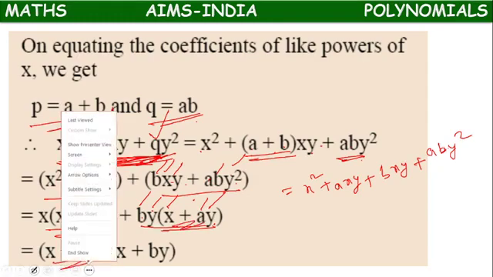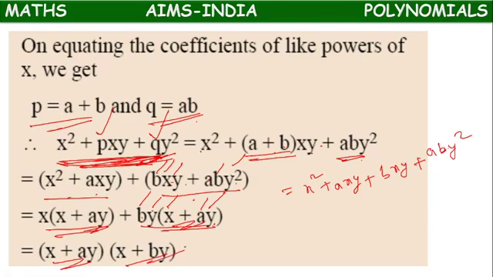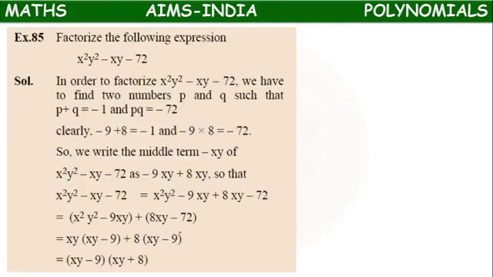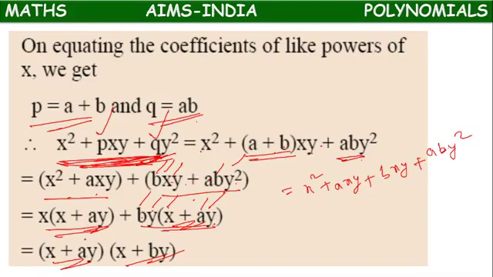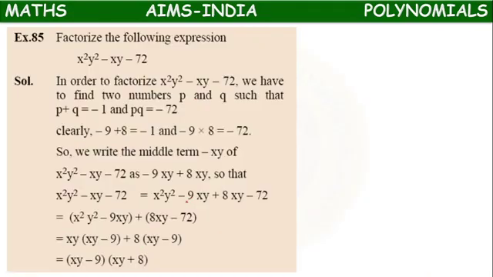X plus ay we can take common. X plus by will remain. So these 2 are the factors: x plus ay, x plus by. These 2 are the factors. So indirectly we are finding the factors. Okay. So next, factorize the following expression.